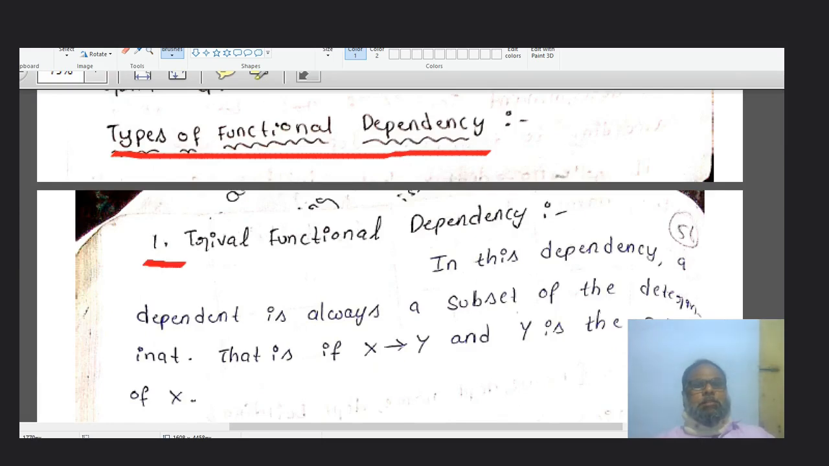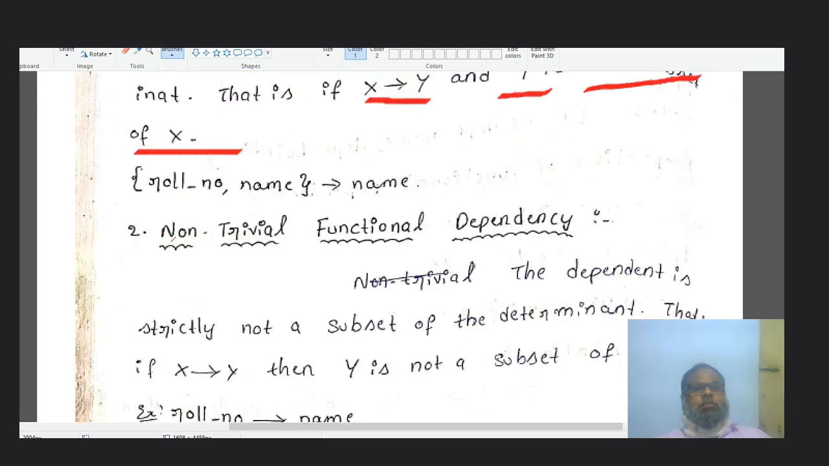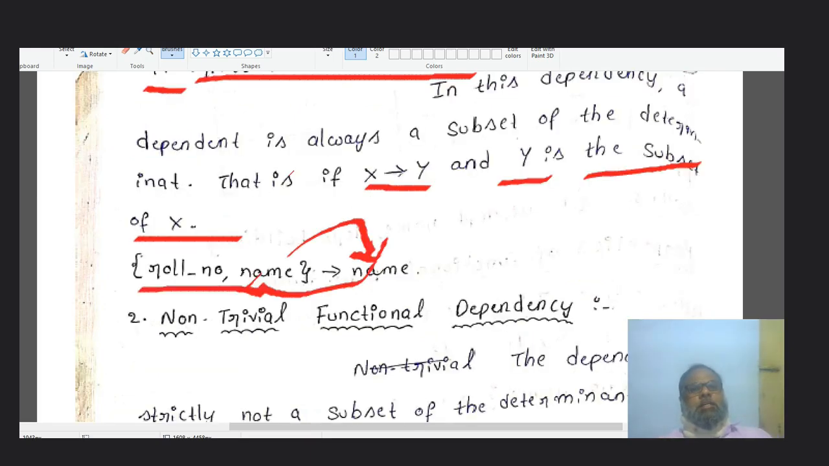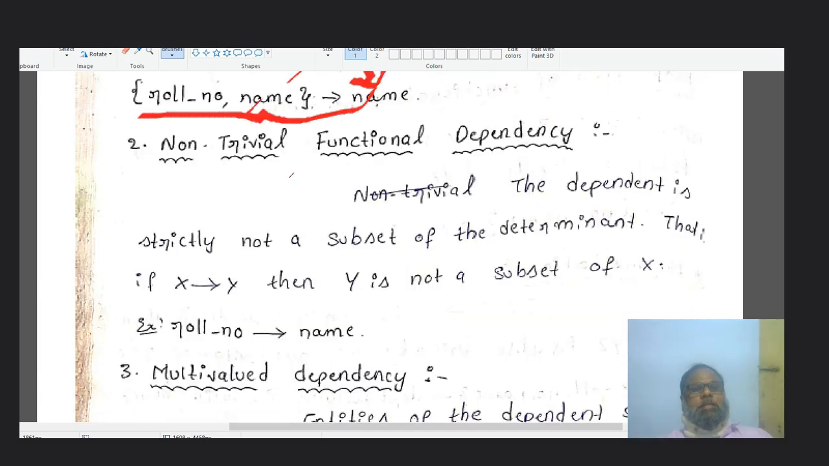Next, observe the types of functional dependencies. The first one is trivial functional dependency. If X arrow Y, and Y is a subset of X, then it is called a trivial functional dependency. For example, roll number and name are determinants which determine the value of name, but this name is a subset of the determinant, so it is called a trivial functional dependency.